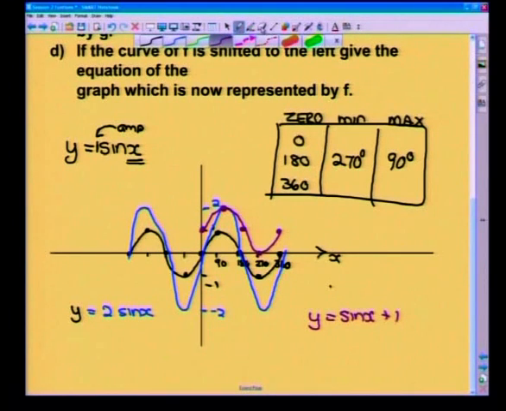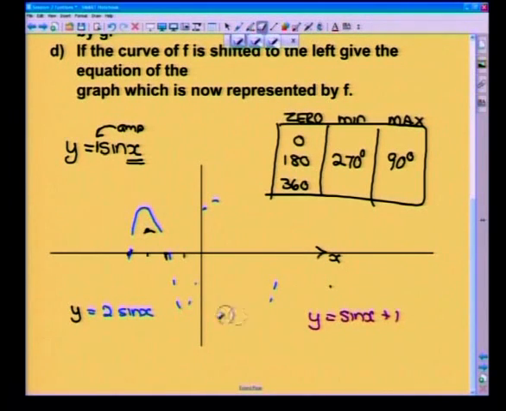Of course, the real fun starts when we get to shifting left and right. So let's just get rid of this for now.